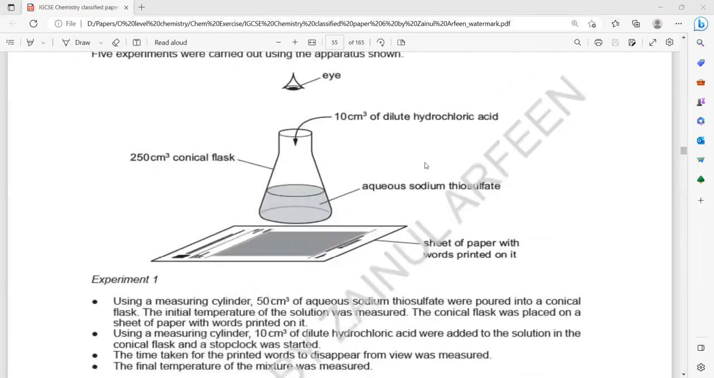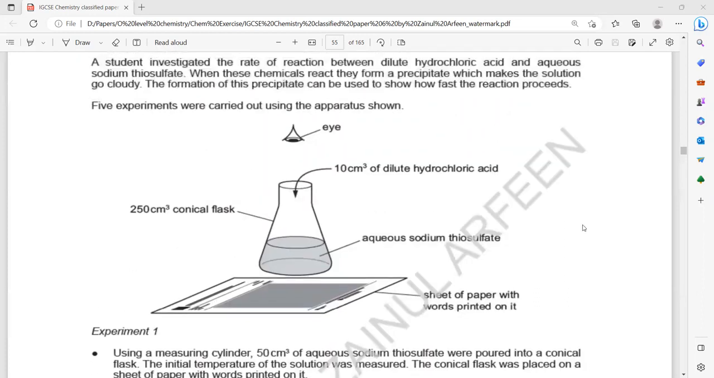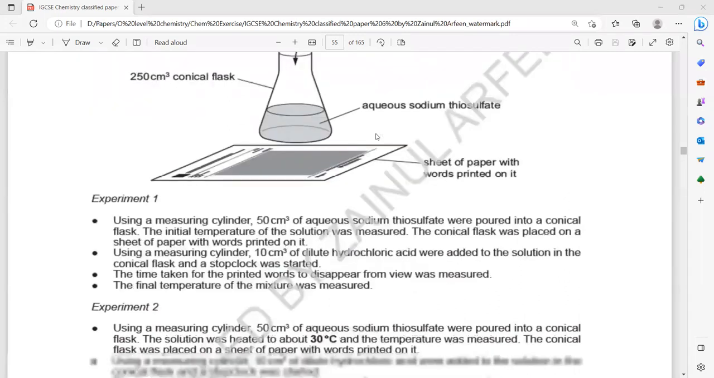And if you use a large conical flask, then the depth of the solution will be smaller. As a result, it will take a longer time for the text to disappear. If you use a smaller conical flask, the depth of the solution will be more, so it will be difficult to see through it and the text will disappear quickly.